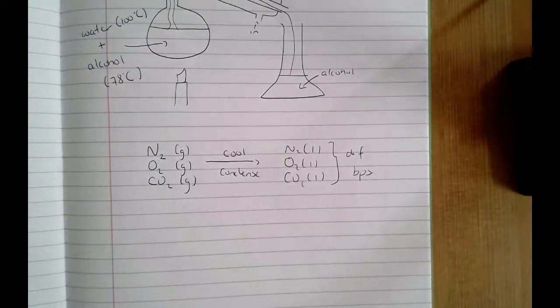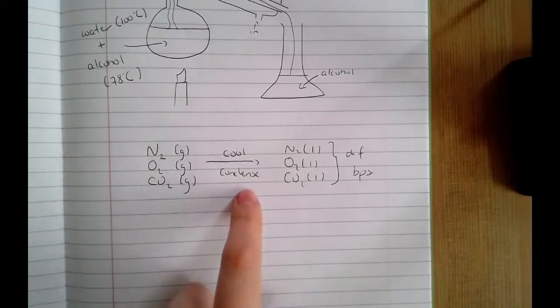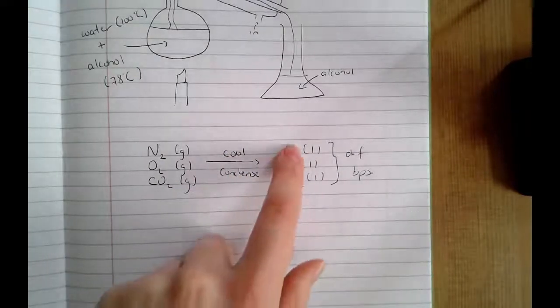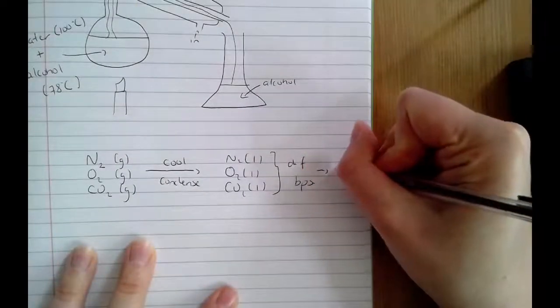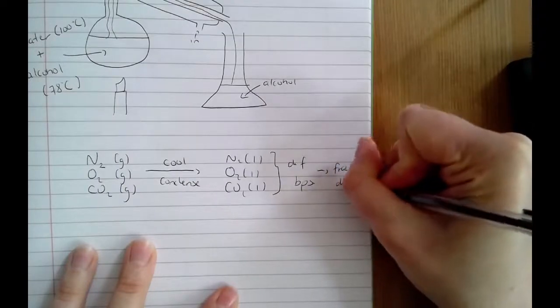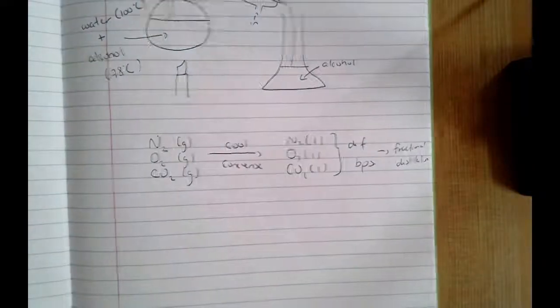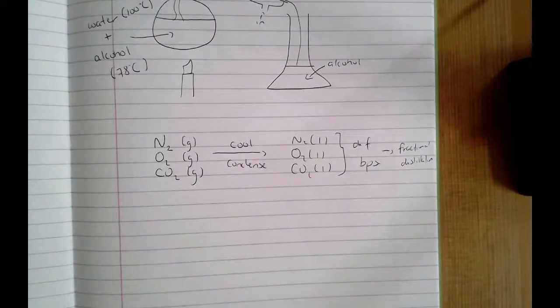So that's another common exam question. How do I separate the different gases in the atmosphere? You cool them and condense them to make them liquids. They are liquids with different boiling points. Because they've got different boiling points, you can use distillation. So more specifically, it's fractional distillation, but just saying distillation will get you your mark. And that's pretty much it for distillation.